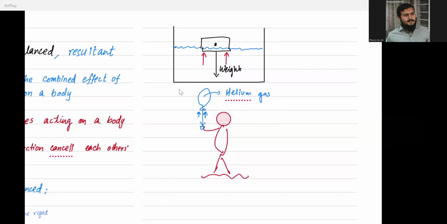It is at rest. And once again, if you look at the man, definitely he has some weight which is acting vertically down. Yes or no? But he's not sinking into the ground. ये ground में धंस नहीं रहा. He's not sinking into the ground. Can someone tell me why is that so?